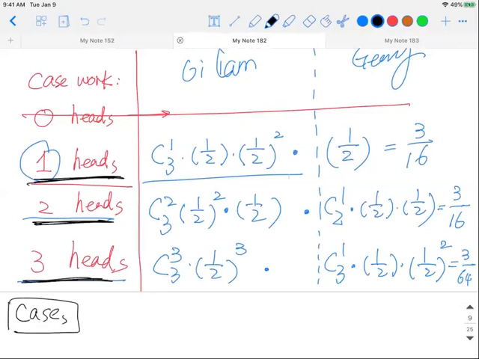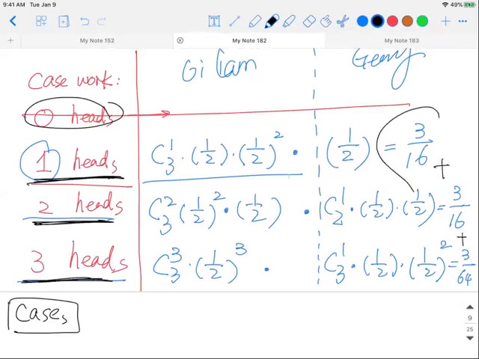We want to make sure there's no overlap and there's no oversight. These three scenarios are independent. No one is touching each other. And also, there's no oversight. These three scenarios actually cover all the scenarios. The first scenario, zero heads, is not applicable to our case. We want at least one head. So these are all different casework.